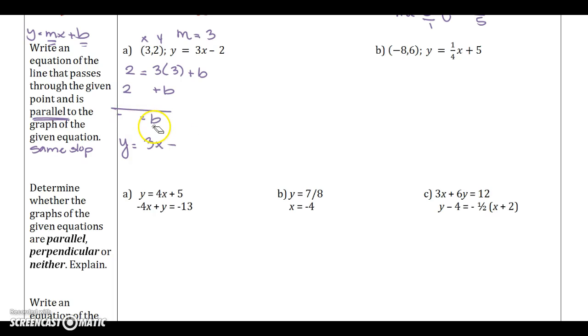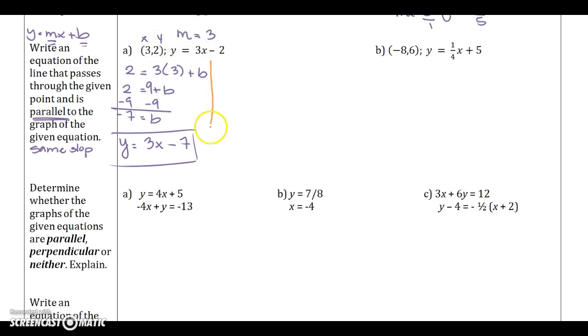Sorry. Okay, so this would be 9 plus b. Then I'll subtract 9 instead, and I have negative 7. Funny thing is, I did that twice now. Okay, so that's the method you already know.